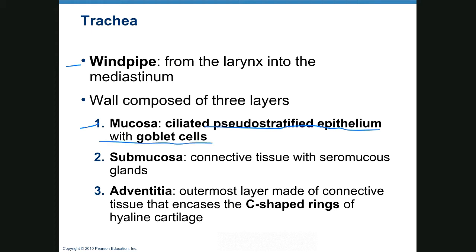Goblet cells make mucus. The ciliated pseudostratified epithelium continuously moves junk, dust, particles, anything that doesn't need to go up. It's to keep that stuff out of the lungs. Submucosa is connective tissue, and it has seromucous glands. Adventitia is where the C-shaped cartilaginous rings are.